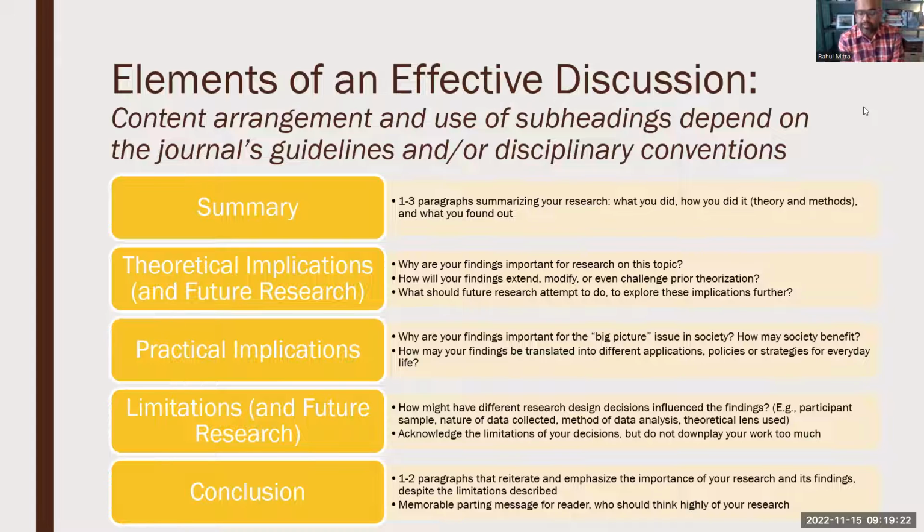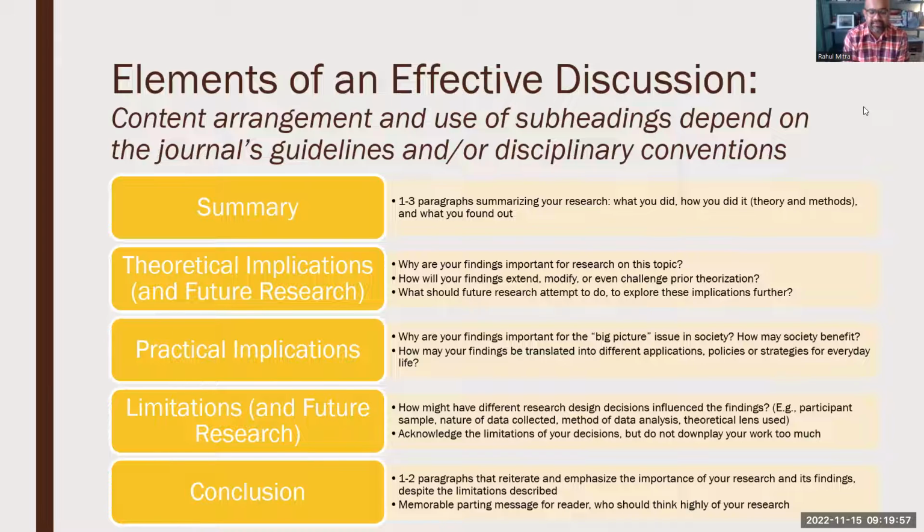There's usually a summary paragraph at the start, right? Or 1 to 3 paragraphs, depending on the breadth and depth of your research findings. And the summary section is supposed to essentially overview what you did and how you did it, so describing your theory and methods, and again describing the key findings of what you found. So essentially packaging it in a digestible pill form for your reader.